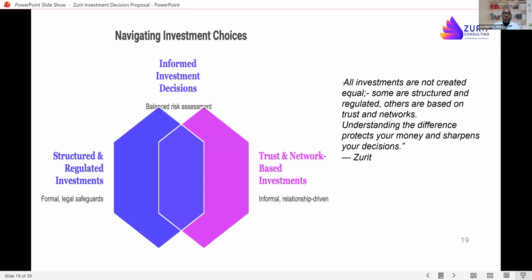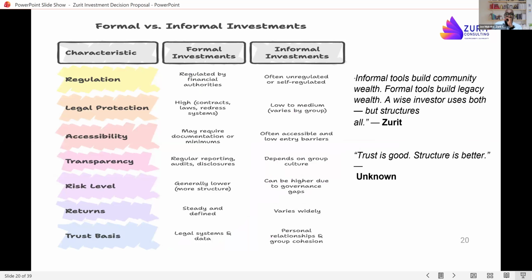So it's important for you to make informed investment decisions. Where I'm putting my money, how is the whole thing structured, and what kind of safeguards are in place? So just a quick run through on formal and informal investment. In terms of regulation, formal investments are regulated. Someone is watching what is happening to your money. Informal investment, there is no regulation or it's self-regulated.